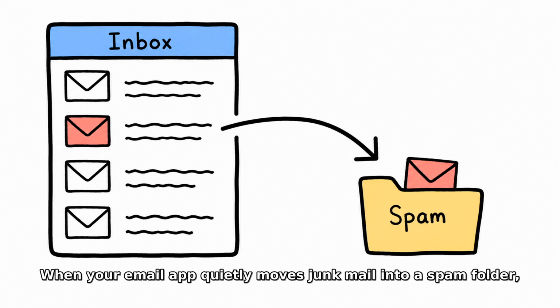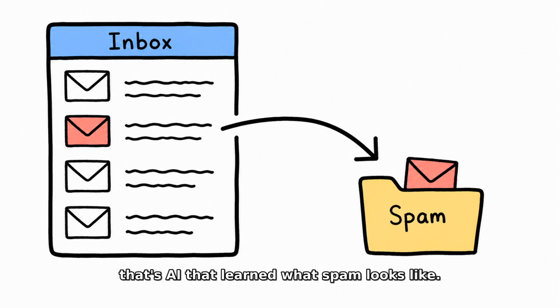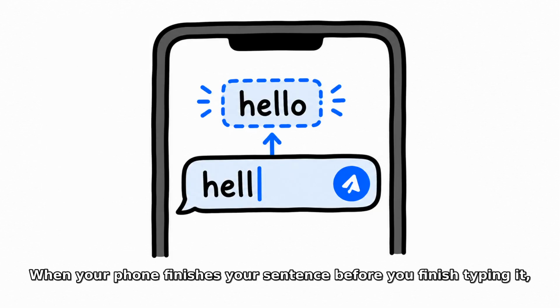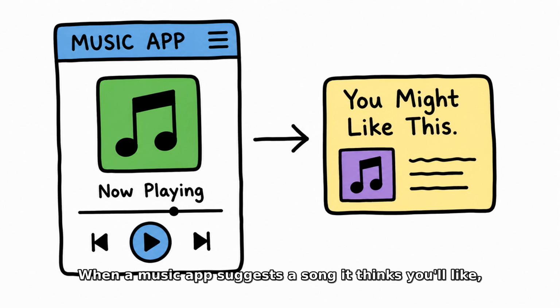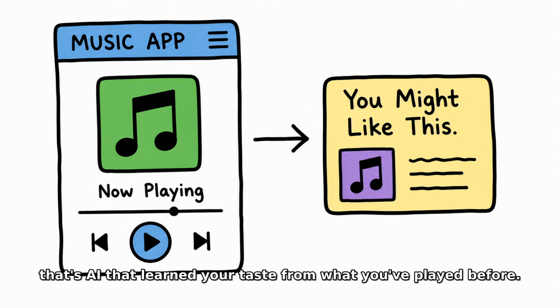You're actually using AI all the time without realizing it. When your email app quietly moves junk mail into a spam folder, that's AI that learned what spam looks like. When your phone finishes your sentence before you finish typing it, that's AI that learned how people usually write.